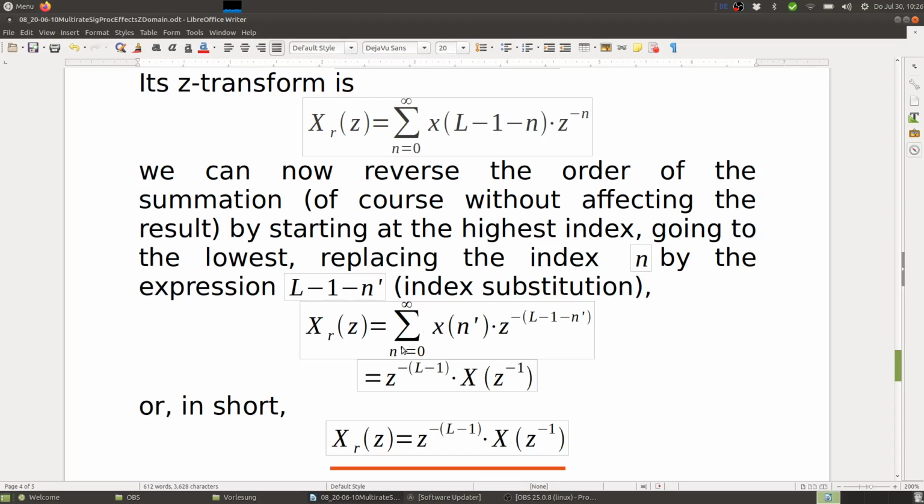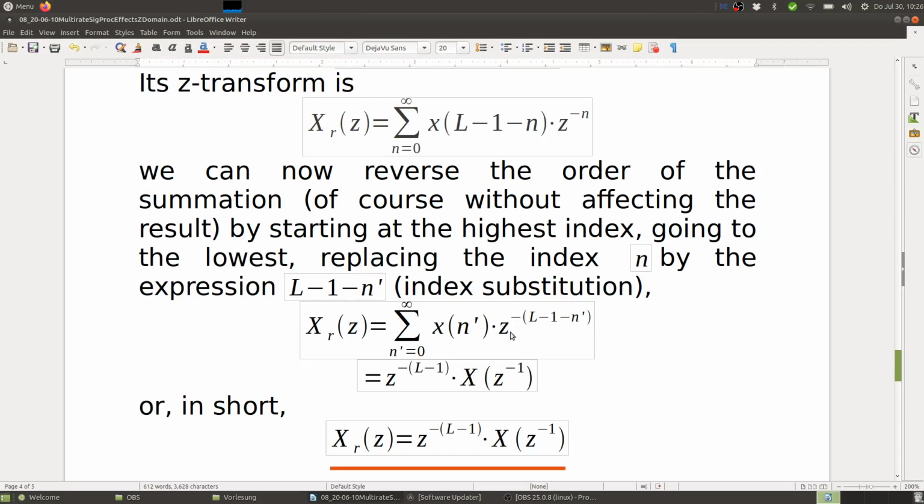And this is what we get. Now instead of having n, we have n prime, which comes from here. It still goes to infinity. Actually, it stops when the signal becomes 0. So the infinity here is just convenience because the signal is finite. And then we have the index substitution that turns the argument from L minus 1 minus n into an n prime. So this is what we need to get the usual Z-transform of x.